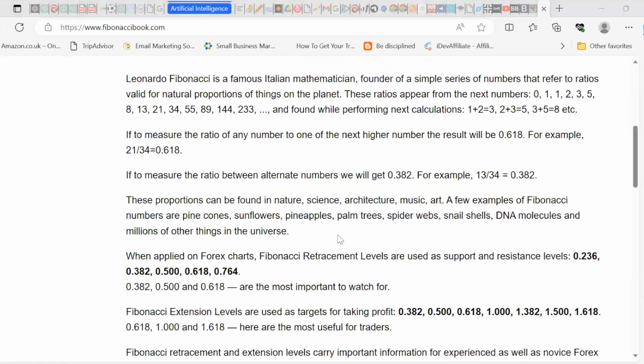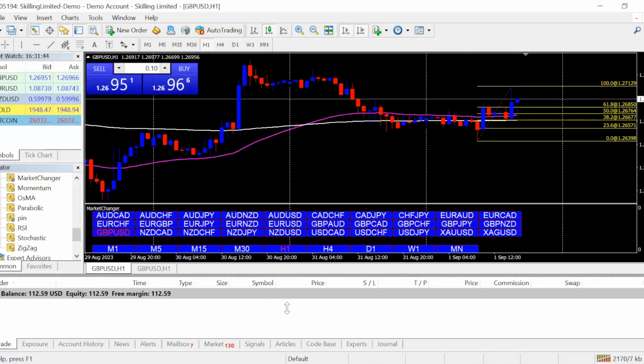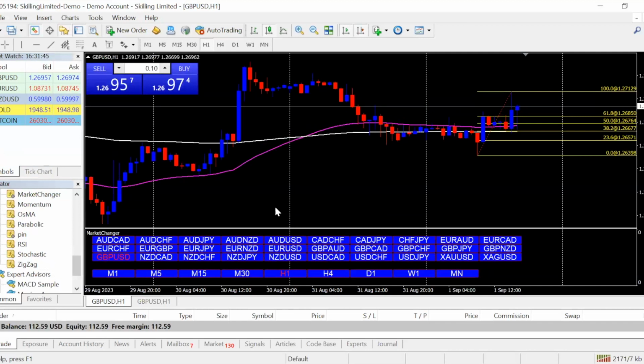So I'm sure you can see that chart. Can you see the MT4 platform? If you can see my screen and the chart, type MT4 there. Okay, great. Thank you very much.